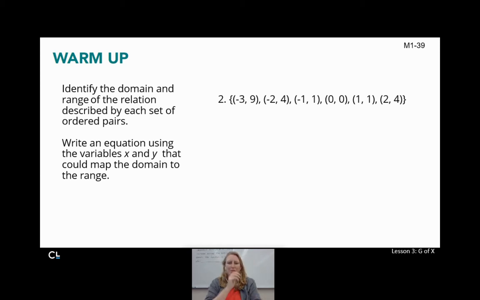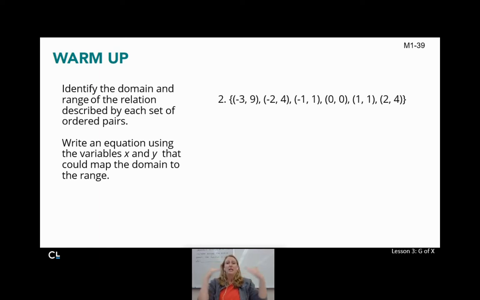We're on day 2 of this lesson, which means the warm-up you've got in front of you on page M1-39 is, of course, warm-up number 2, because we did warm-up number 1 last time. So we're doing number 2 today. Hopefully you recall that we were identifying the domain and range of the relation described by each set of ordered pairs. Remember, domain is your input or your X. Your range is your output or your Y. So remember that. And don't forget to also write an equation using the variables X and Y that could map the domain onto the range.